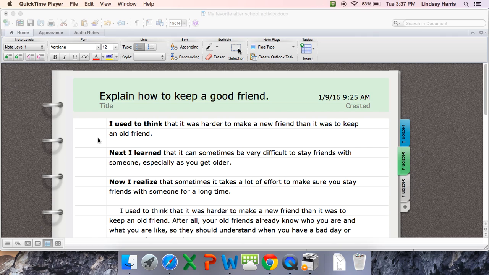Okay, today we're going to work on some more writing to explain. But instead of starting with "I really like" or "I really dislike" and then explaining from there, we're going to try our "I used to think, next I learned, now I realize" structure that we talked about last week. So the topic that I'm going to write about today, and that you're also going to write about in your writing journal, is explain how to keep a good friend. So I'm going to use "I used to think, next I learned, now I realize."